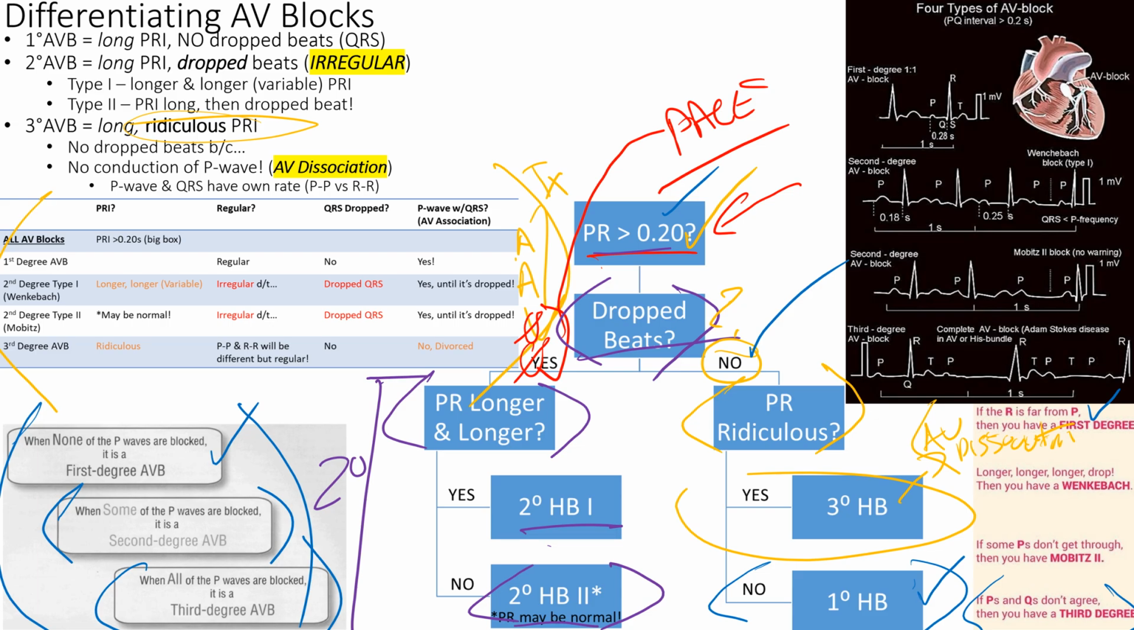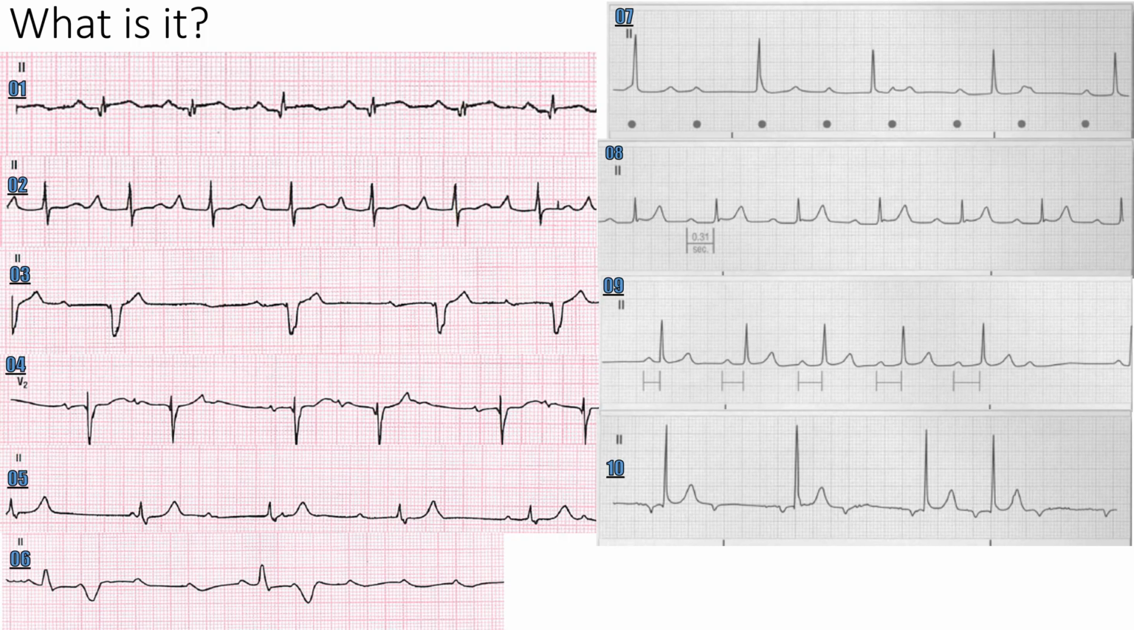What do I have here? I have an irregular rhythm. Do I have a PR interval that's prolonged or not prolonged? Do I have dropped QRSs or not? All right, so what's number 1? What's going on there?